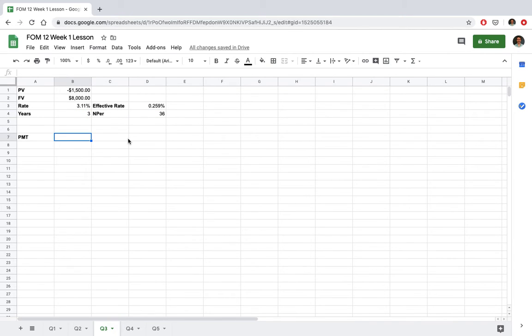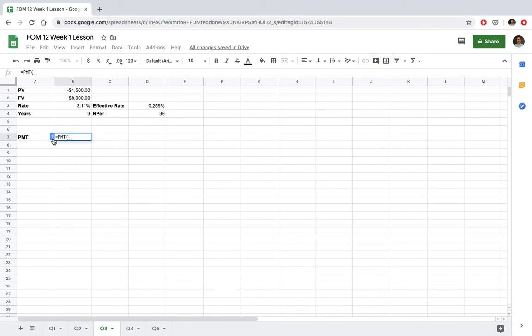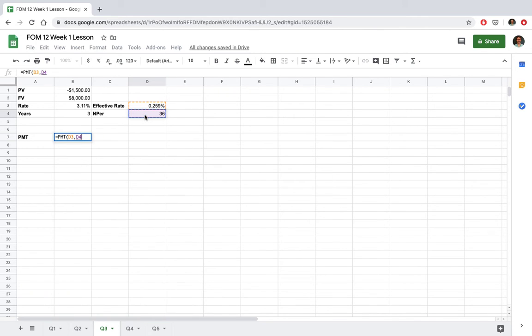For the payment amount, equals PMT, open brackets. Hopefully you see this here. A reminder, if you don't, you should see this little question mark. Click on that and this will pop up. And now we just need to click on our numbers above, fill it in, and we should be good to go. So our rate first, this is going to be our effective rate, number of periods, present value, which needs to be negative, future value, which is going to be positive.